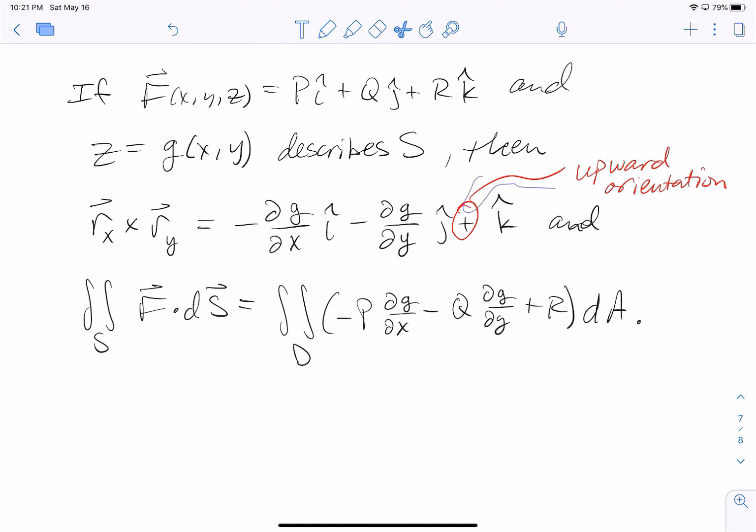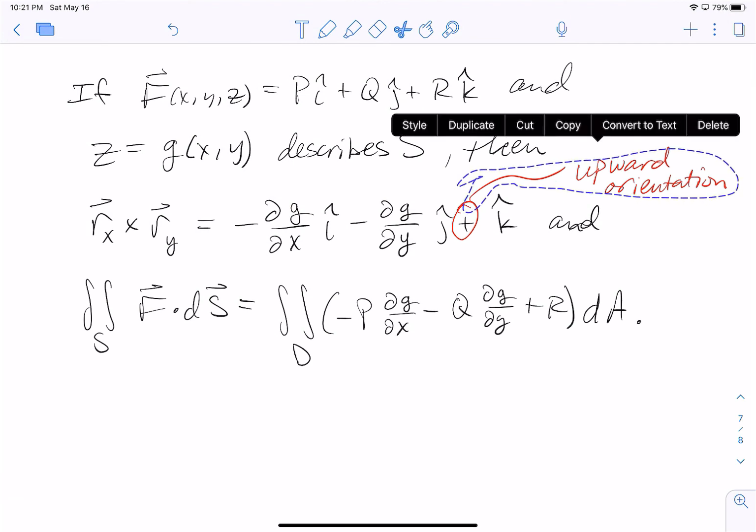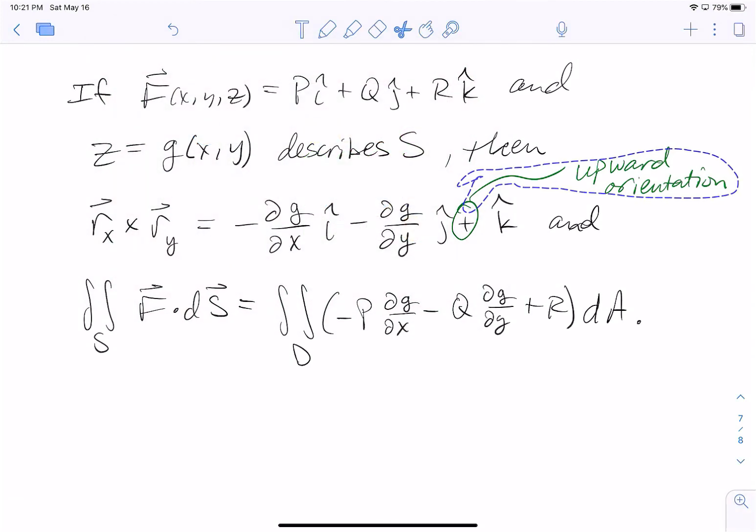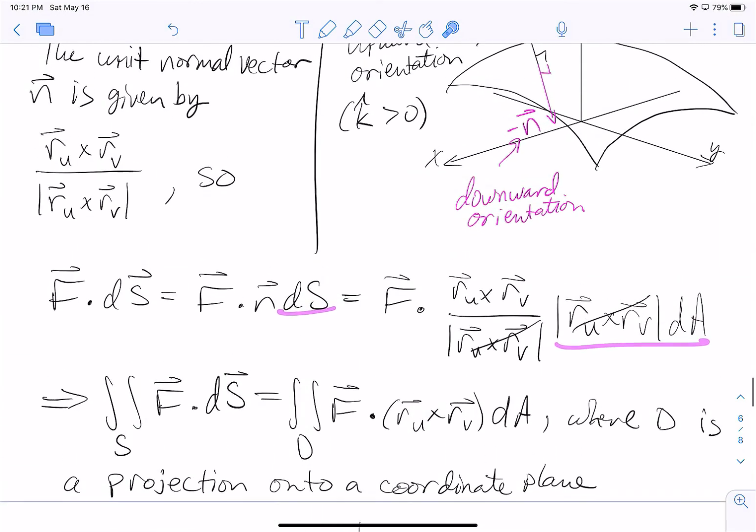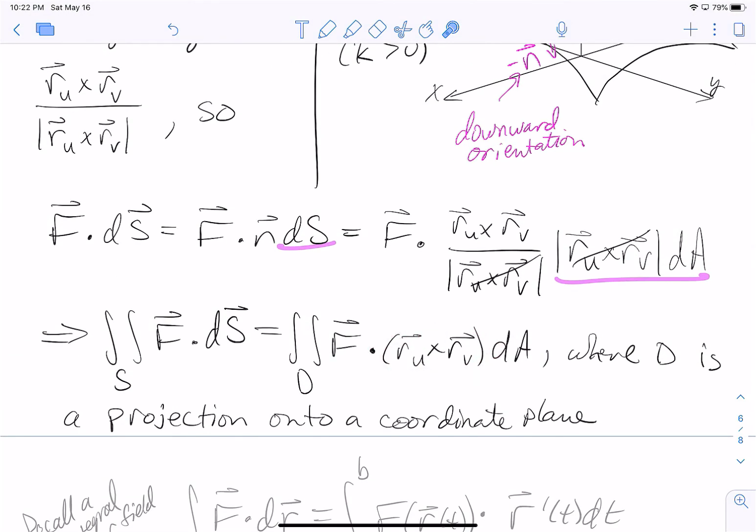And I'm going to change the color of that. I made it red. I think I'd like it to be green. There. Because I'll use red to say if we had a positive in front of the partial of g with respect to x, a positive in front of the partial of g with respect to y, and a negative in front of the k, that is going to be associated with a downward orientation. Now I need to point out that this positive or negative k only applies if our surface is a function. If it's not, then we're looking at ru cross rv.